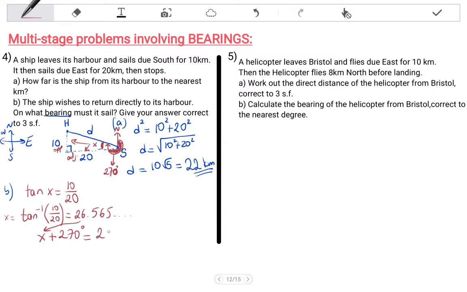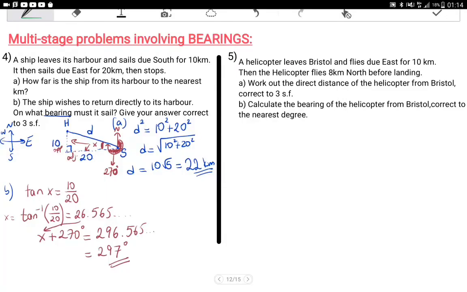You will have 296.565, and it continues. Then do approximation. According to the three significant figures, your value is rounded to 297 degrees.